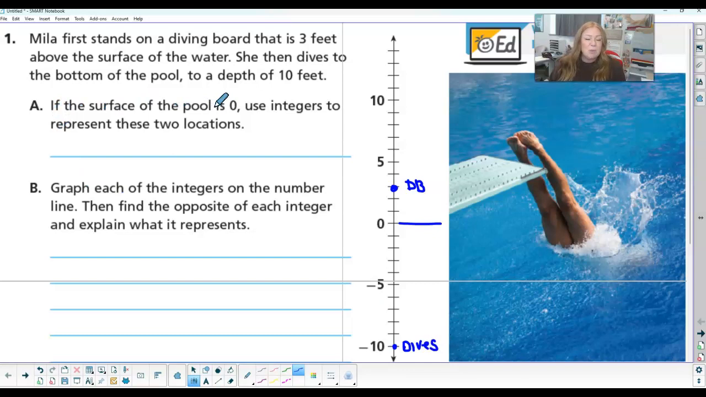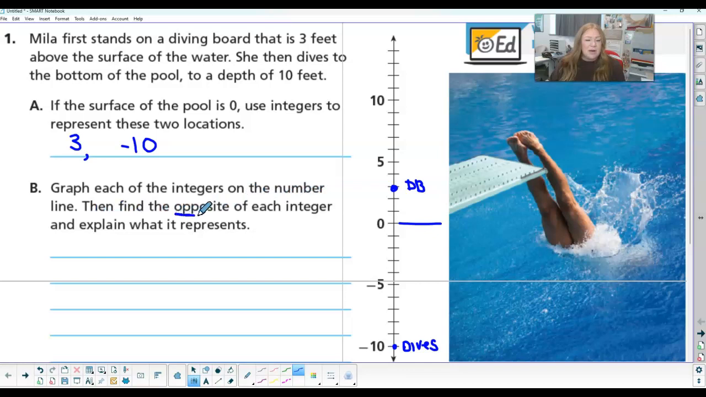So if the surface of the pool is 0, use integers to represent these two locations. So where does she start? She starts at 3, and then she goes down to -10. So now it wants us to graph them, which I already did because I used my number line, a strategy, to help me think about what the integers were. So we have graphed each of the integers.